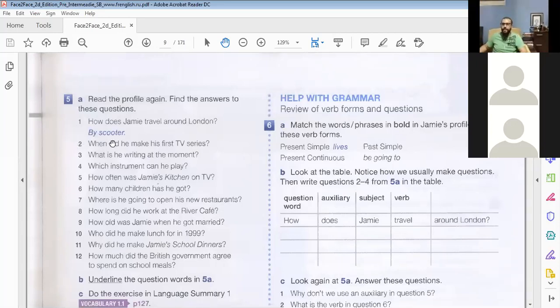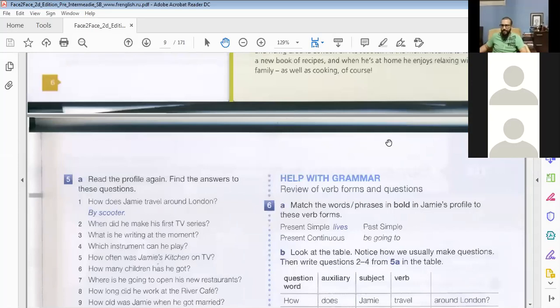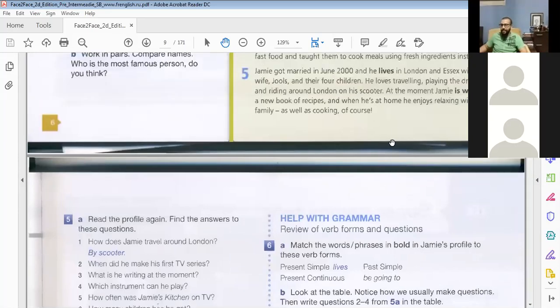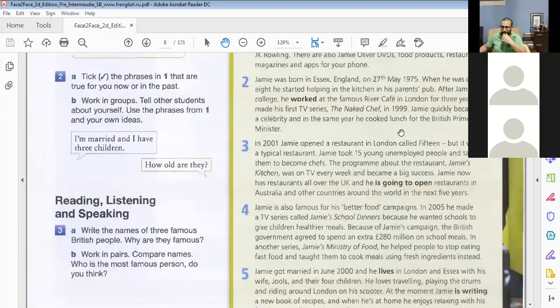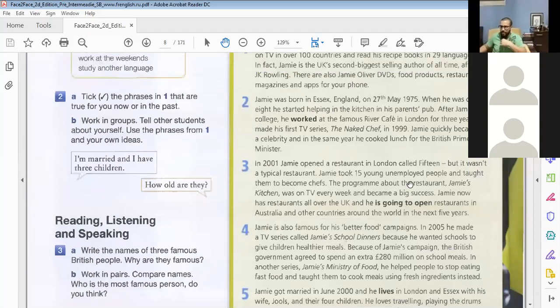What about number 2? When did he make his first TV series? Who can remember? 1999, I think. Let's check. His first TV series, The Naked Chef. Yes, it says here, he made his first TV series, The Naked Chef, in 1999. So that's right. All right, very nice.